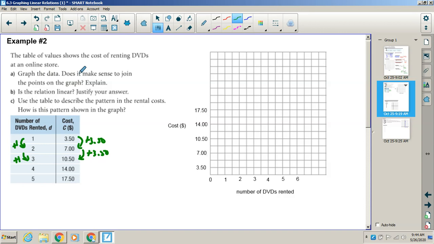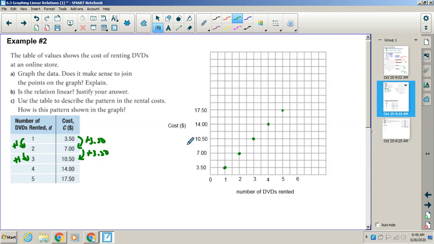It says graph the data. Does it make sense to join the points on the graph and explain? So if I graph this stuff, we've got 1 DVD is at $3.50, 2 is at $7, 3 is at $10.50. 4, we've got how much? $14. And 5 is $17.50. And we could carry on if we wanted with this graph, but you can see it is in a straight line.